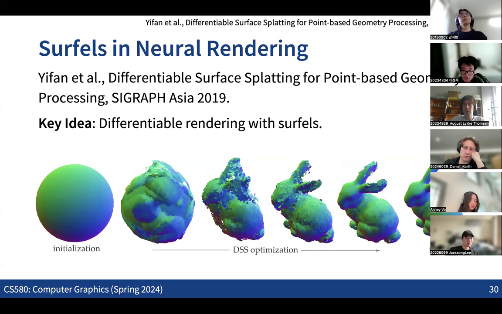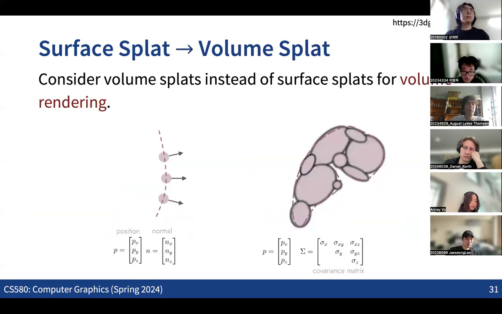But the basic thing is that in the success of NeRF, what we could see is that it's better to represent the 3D scene not as a surface, but as a volume. That's why we are also using volume rendering, right? So the basic idea is that instead of a surface splat, when you have a volume splat, how can we utilize this volume splat in a volume rendering pipeline? This is the basic idea in Gaussian splatting.